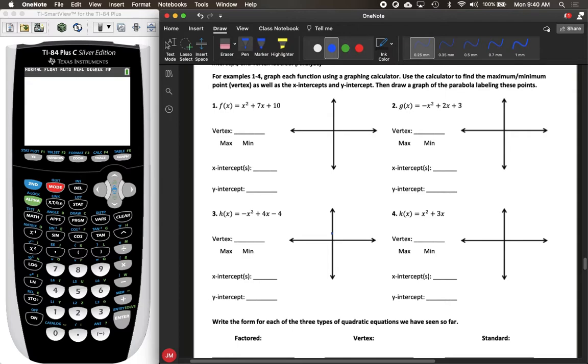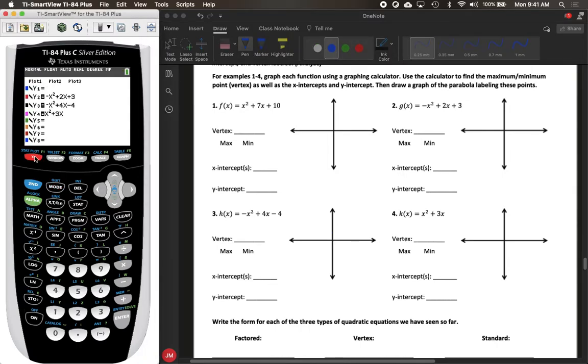So for each of these different equations, we're going to use our graphing calculator to find the maximum or minimum point, which is the vertex, as well as to find the x-intercepts and y-intercept of our graph. We're then going to draw a simple sketch of our graph, labeling those points. So for number 1, we're going to graph the function f of x is equal to x squared plus 7x plus 10. In order to do that, you need to first hit the y equals button on your graphing calculator.